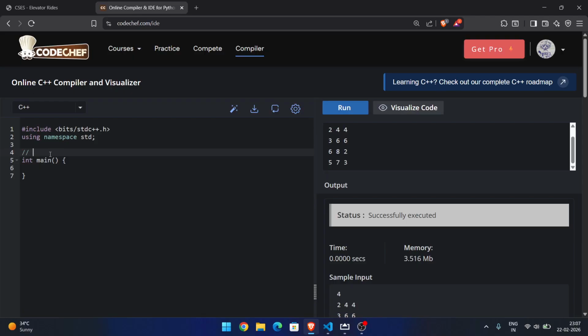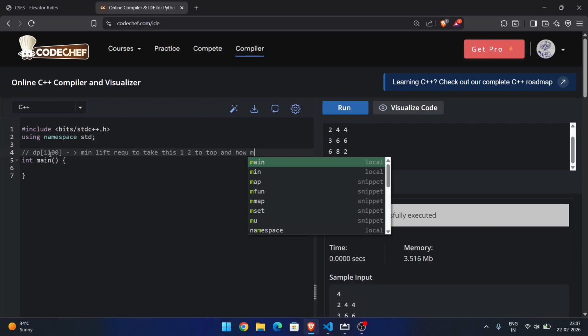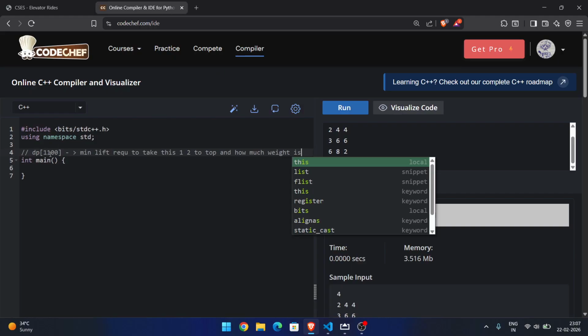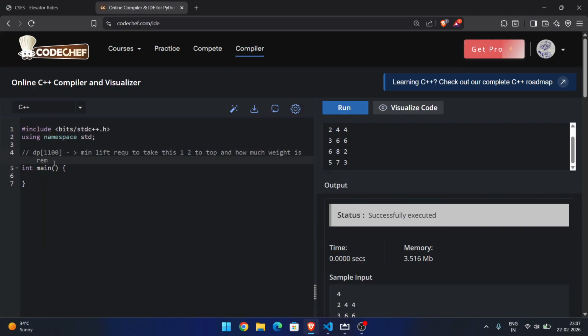Okay, so the DP or the state would store the minimum rides required to take this one and one to take first and second to top, and how much weight it is remaining in the last ride.